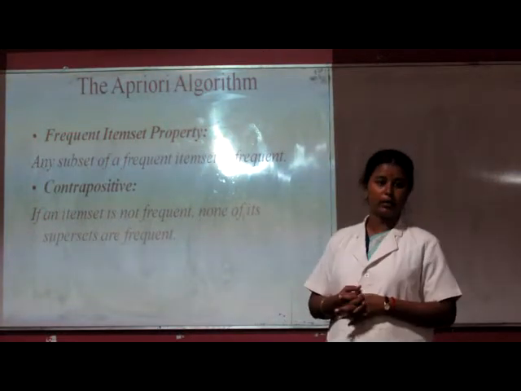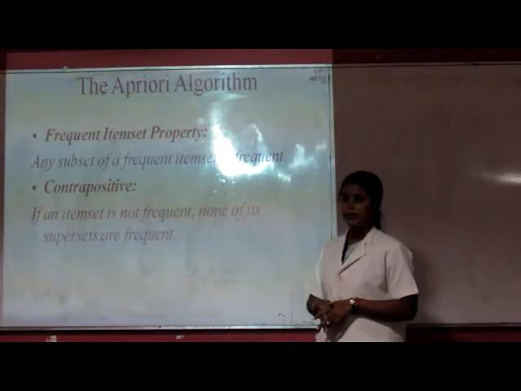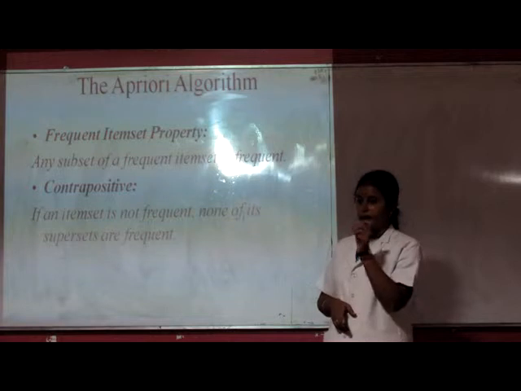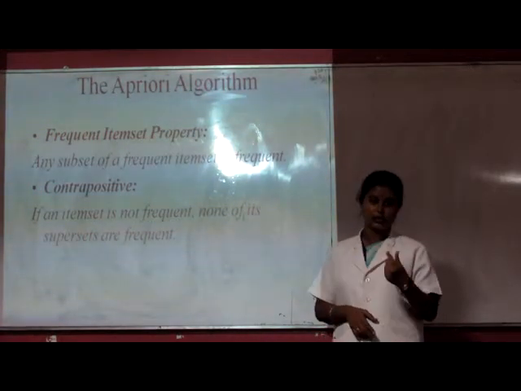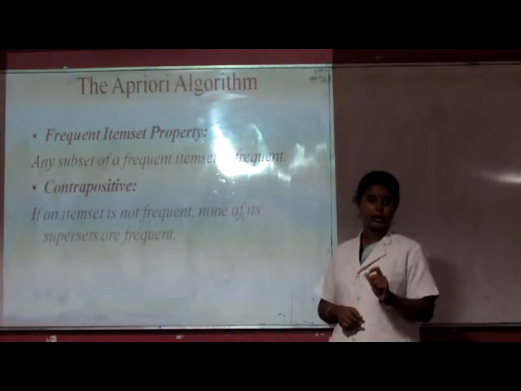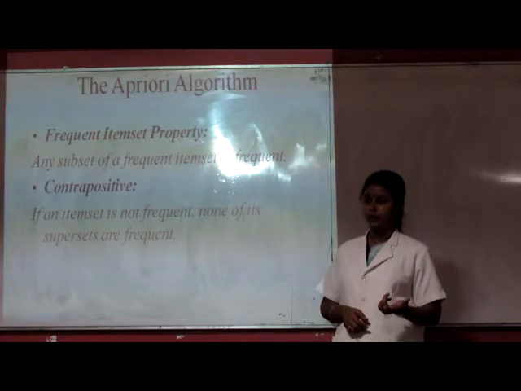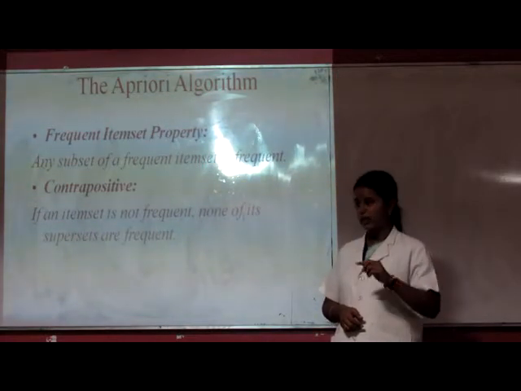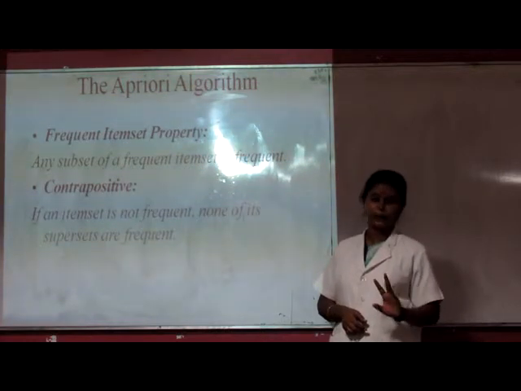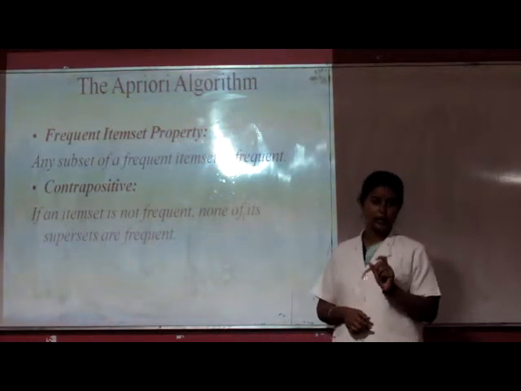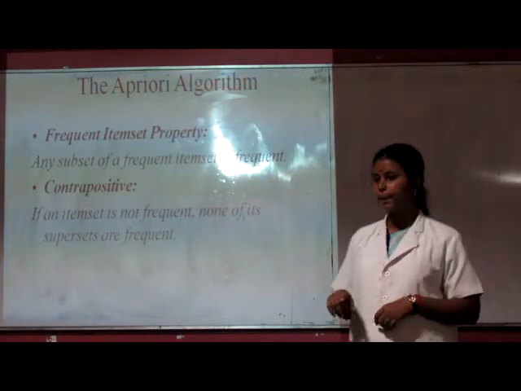And when you take a frequent item set, it should satisfy the frequent item set property. That is, if you take a set of items, it should exist frequently. If one item is not frequent, even if you add other items to it, it will not exist frequently. So whatever items you take in a frequent set must exist in a frequent manner.